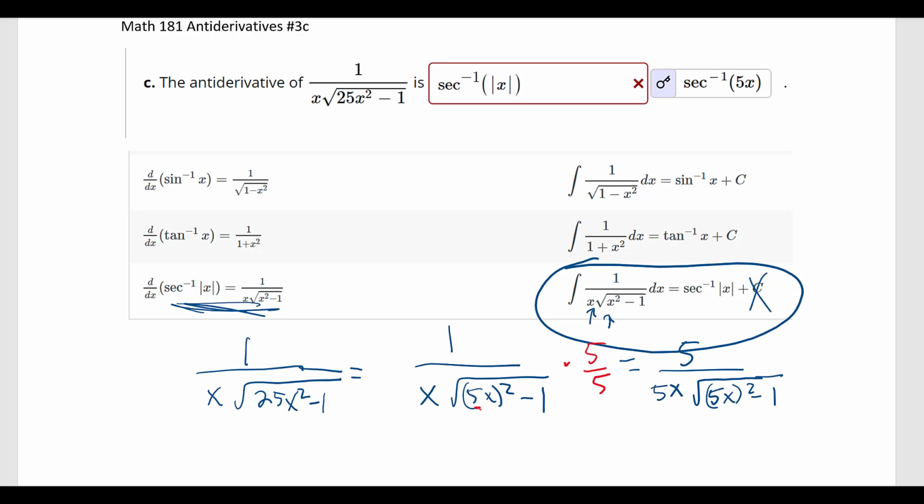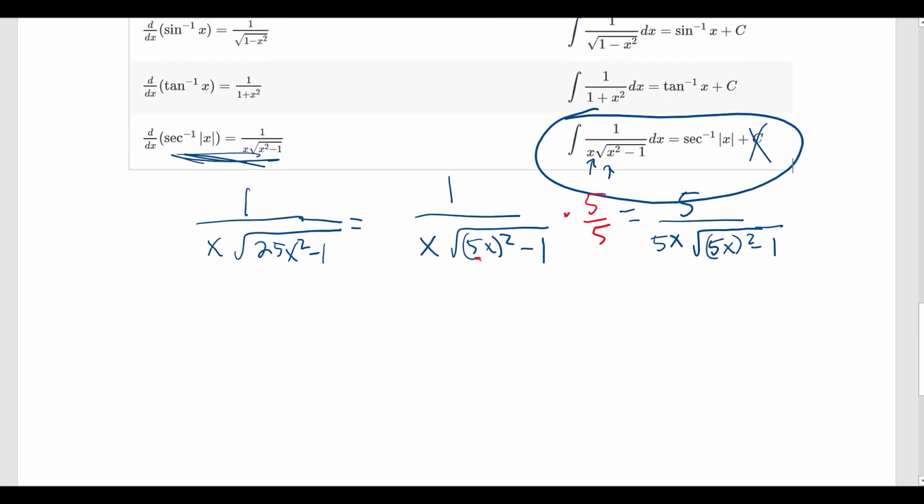Something that's important to know, and sadly, this substitution comes up in the next chapter, so it would be helpful to have here. But when we integrate, we have 5 over 5x times the square root of 5x quantity squared minus 1, dx. When we integrate, we have to take into consideration this 5, the derivative of the 5x, from the chain rule. So we would divide by 5, but that cancels out with the 5 up there.